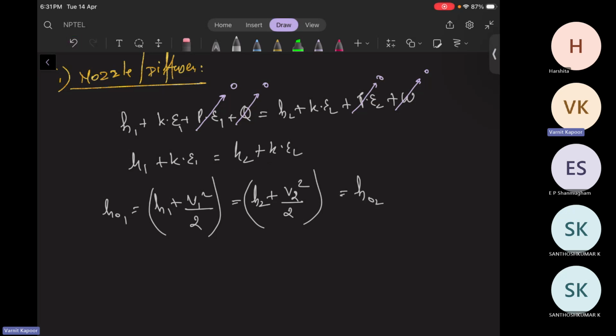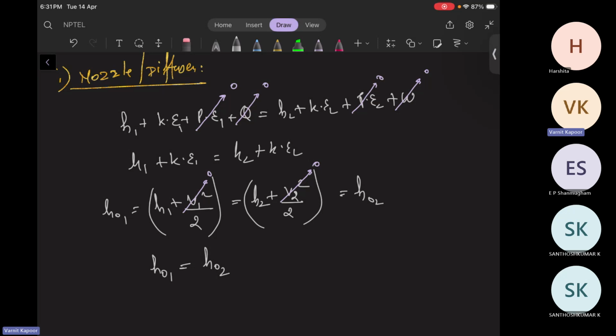to H naught 2. What do I mean by H naught? It is basically your stagnation scenario where your velocities are zero. So your velocities at inlet and outlet, at states 1 and 2, are both 0. That is why I've written enthalpy naught at 1 is equal to enthalpy naught at 2. So H naught 1 is equal to H naught 2.